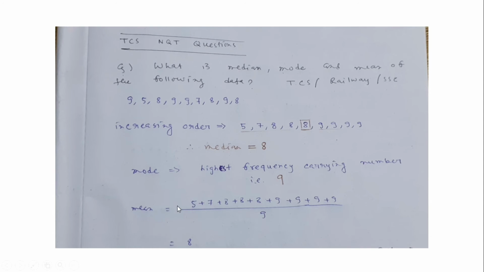Again, mode is 9, and mean is the average of all the numbers, so here we are finding 8. Now this is another question, so try it, then you can see my solution.